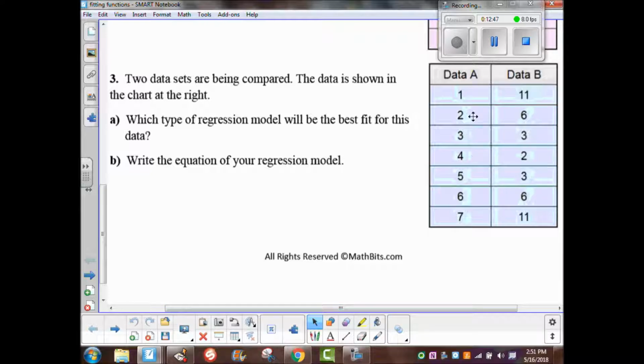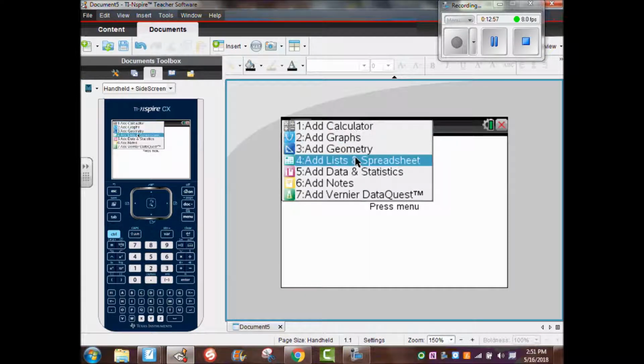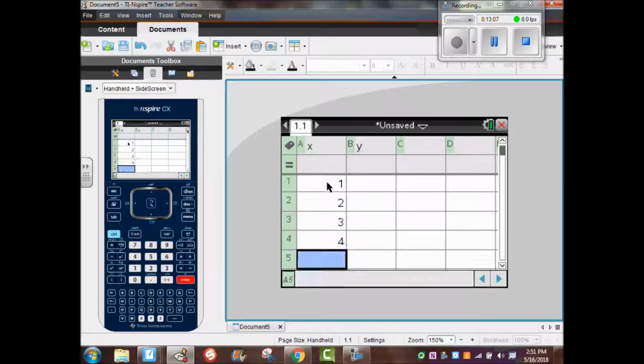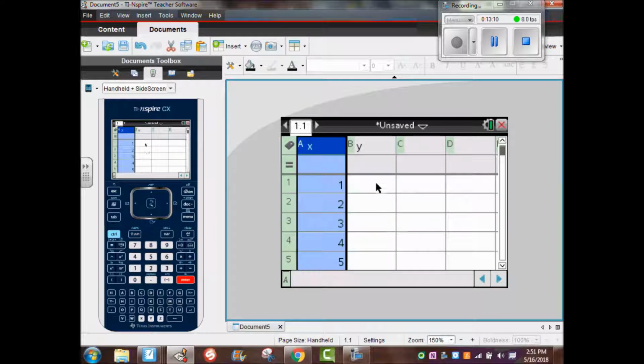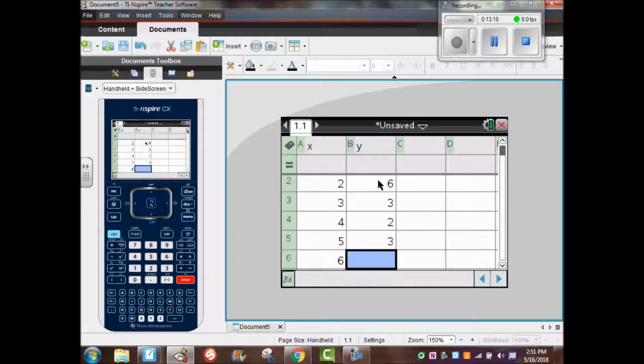So I'm going to go into my lists and spreadsheets, and I'm going to fill in my 2 lists, call one X and the other one Y. Once I get them both filled in, I want to see a graph of it. I don't want calculations right now. I want to see a graph of it.